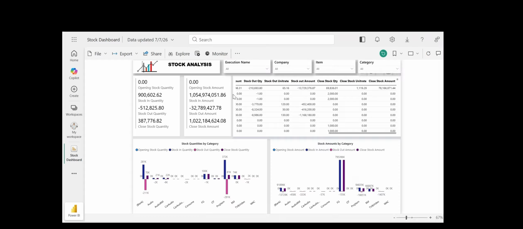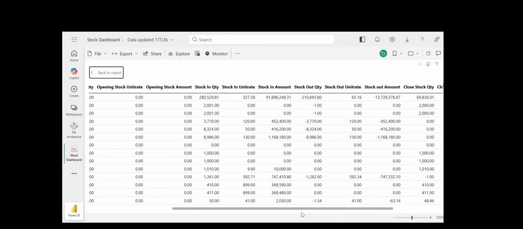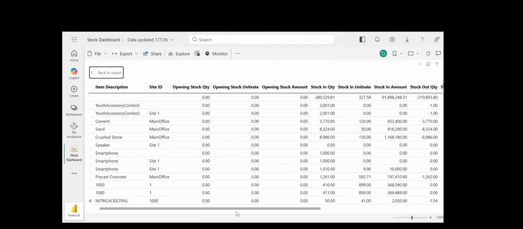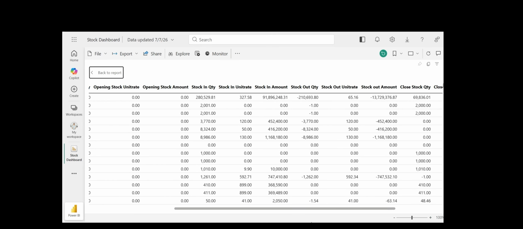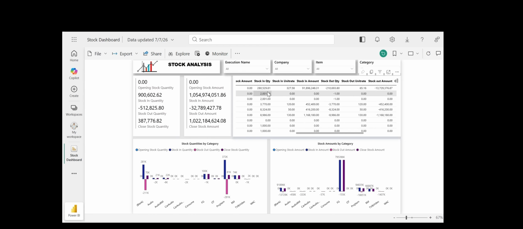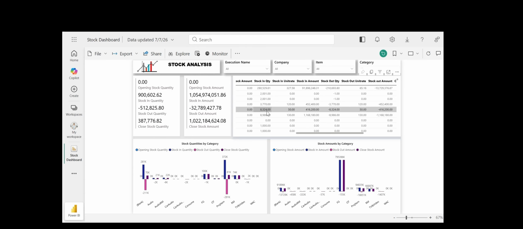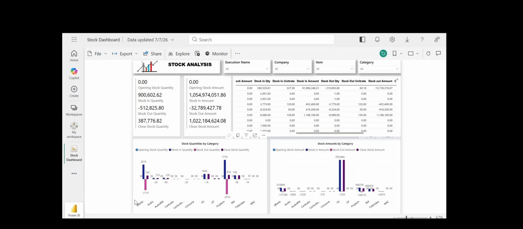Moving to the center of the dashboard is the detailed inventory table. This report displays item-level information including item number, item description, site ID, opening stock quantity, opening stock unit rate, opening stock amount, along with stock movement and valuation details. This granular view allows users to drill down into individual inventory records, verify stock balances, and investigate item-specific inventory movements across warehouse locations. At the bottom of the dashboard are two analytical charts.